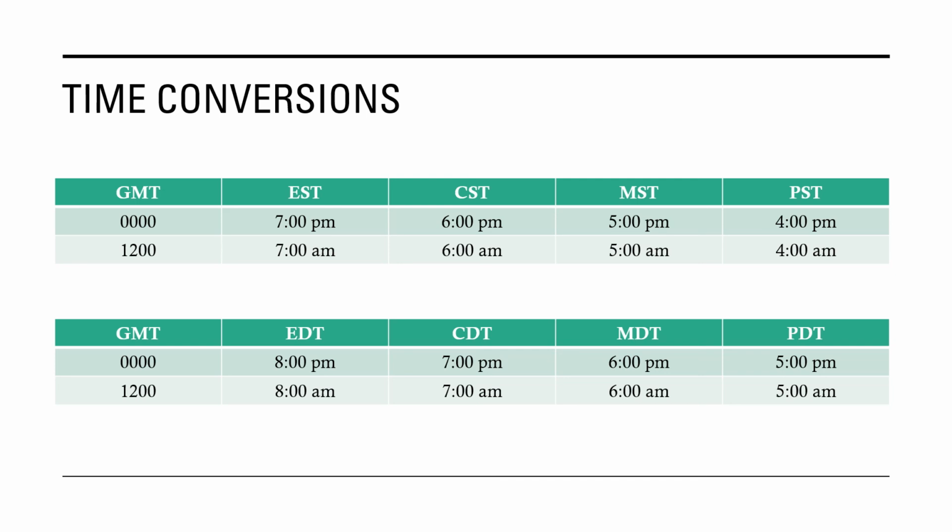And then in Daylight Savings Time, EDT, CDT, MDT, and PDT, we spring ahead an hour, or spring forward an hour, and so we have 8 o'clock p.m. at 0 GMT and 8 o'clock a.m. at 12 GMT for the Eastern Daylight Time. Central Daylight Time is 7 o'clock, Mountain Daylight Time is 6 o'clock, and Pacific Daylight Time is 5 o'clock.